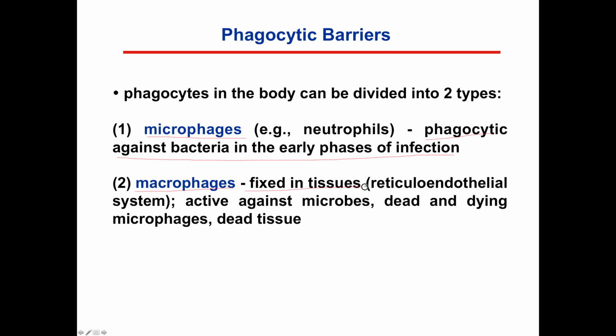Macrophages are the other type. These go in and out of the tissues, or they're fixed in tissues. They're referred to as the reticuloendothelial system. The liver and spleen are full of them, as well as other tissues. Kupffer cells are another type of cell that can do this, and they primarily reside in the liver.